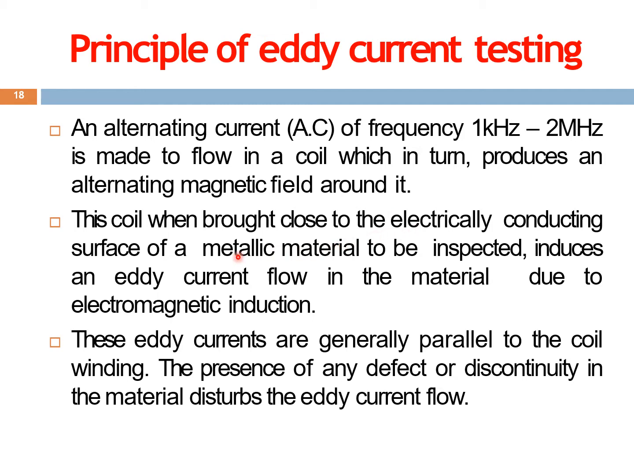The test specimen that we are going to use is the conducting material that we introduce. And as discussed before, eddy currents are induced in the material due to electromagnetic induction. These eddy currents are generally parallel to the coil winding. So if there are any defects occurring on the surface, or any surface or subsurface defects, they will affect the flow of the eddy currents. That is, the flow of eddy currents will be disturbed. This can be detected in the form of electrical signals, which can be measured using external devices. This is how we can use eddy current testing to find defects.